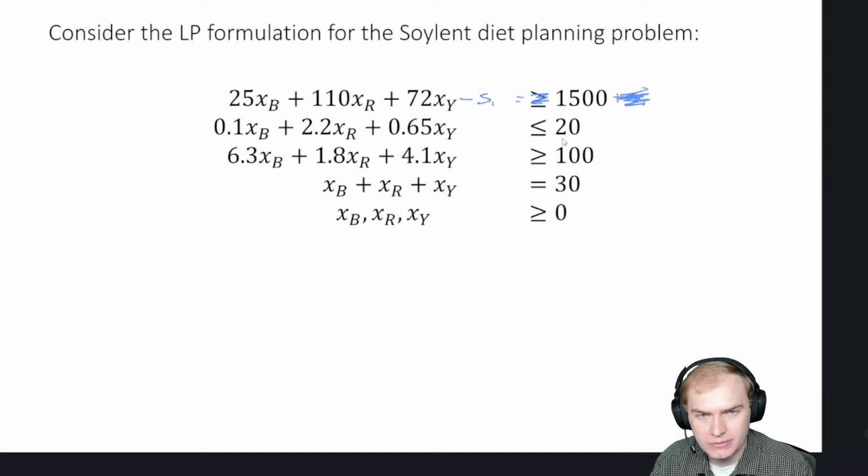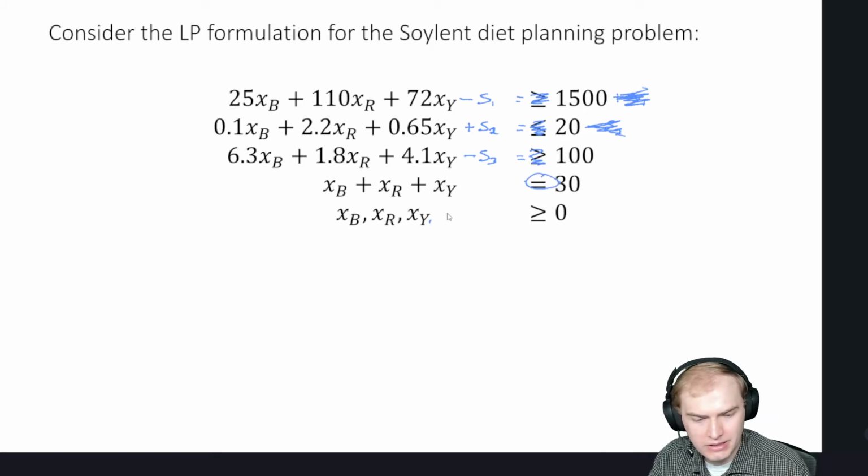And in the same sense, here we have a less than or equal to. So we want to be able to decrease the right-hand side. But we want our slack variables on the left. In the same fashion, we get a minus x3 here to make that an equation. This is already an equation, so we don't need anything there. And then we need to include non-negativity for our new slack variables.